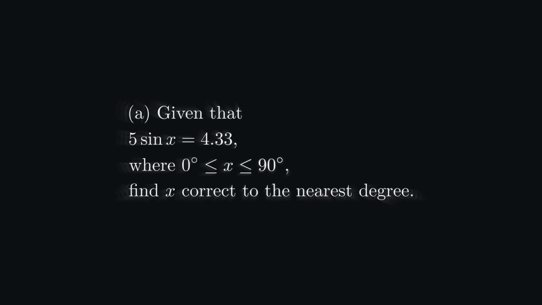Part A says, given that 5 sin x equals 4.33, where x is between 0 degrees and 90 degrees, find x, correct to the nearest degree.